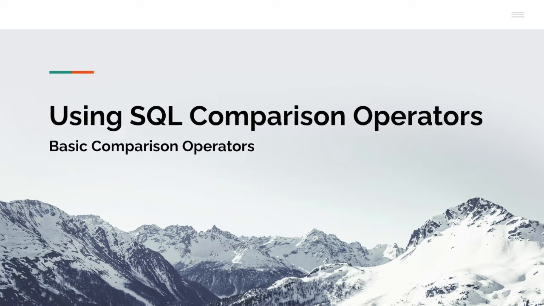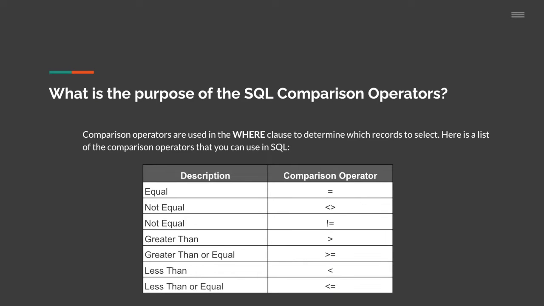Let's take a look at how to use some of SQL's basic comparison operators. These comparison operators are used in the where clause to determine which records to select. Now below you'll find a table showing the basic comparison operators. Now the operators will look extremely familiar as we've used these operators when we're doing maths.